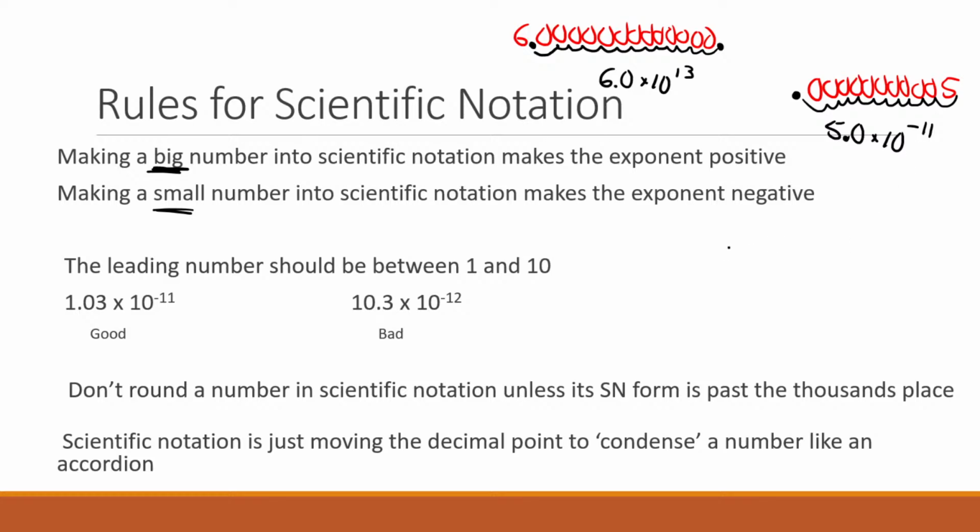Right, so if I'm taking the decimal and moving it to the left, I'm getting a positive exponent. If I'm moving it to the right, I'm getting a negative exponent.